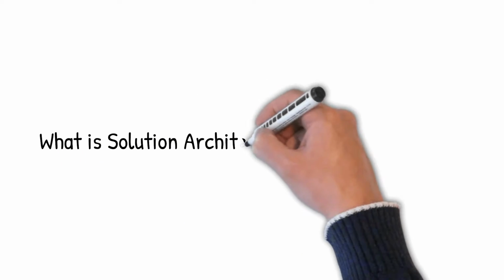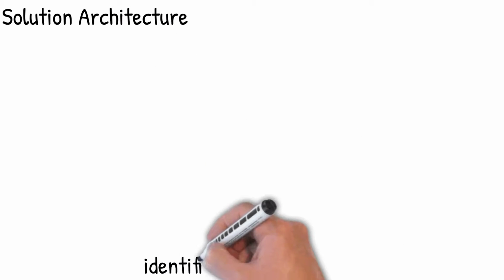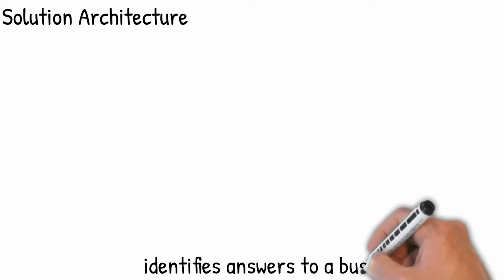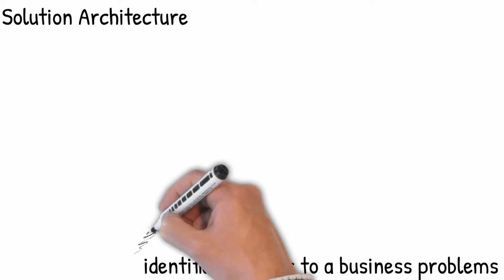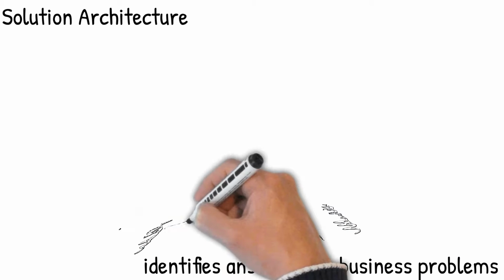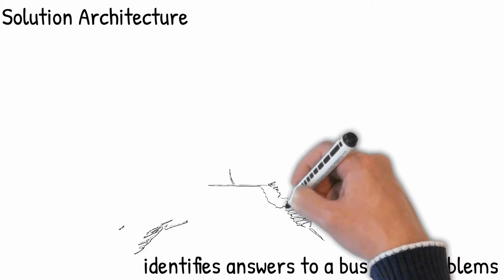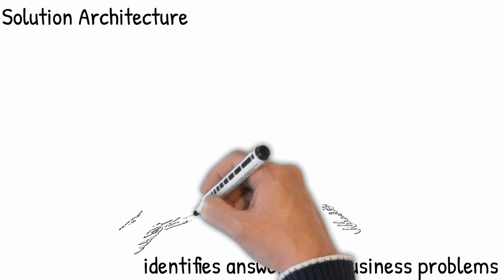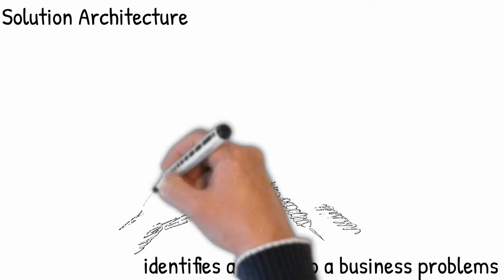What is solutions architecture and how to use it? The role of solutions architecture is to identify answers to business problems and set out solution options and their components. There will be many potential solutions to a problem with varying degrees of sustainability to the underlying business need.